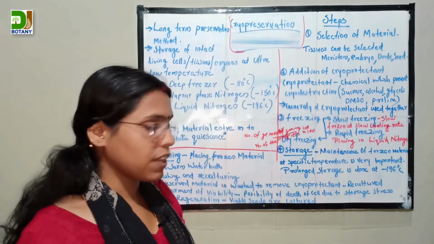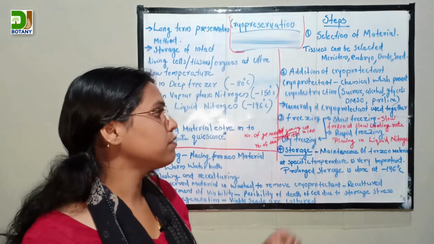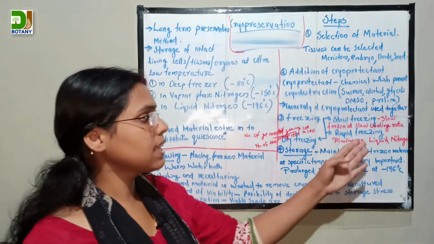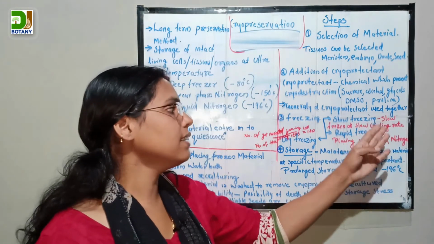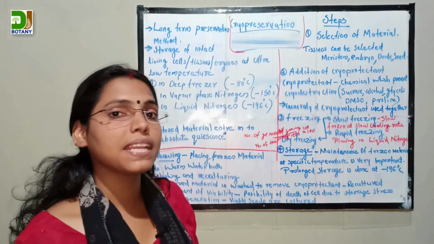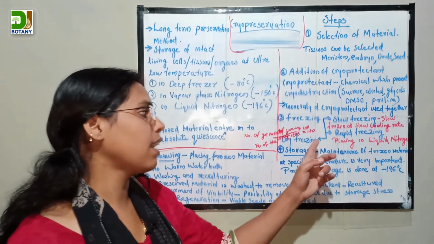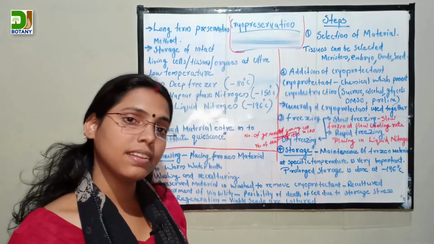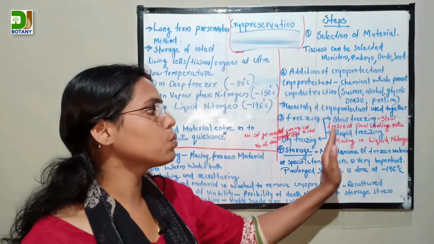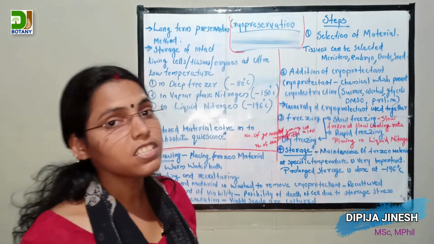Then the third step is freezing. Freezing mainly involves three methods: slow freezing, rapid freezing and dry freezing. Slow freezing is freezing at a low cooling rate, and rapid freezing means placing the material into liquid nitrogen. Dry freezing means dehydrated cells or seeds are stored. Mainly we use the rapid freezing method for prolonged storage.